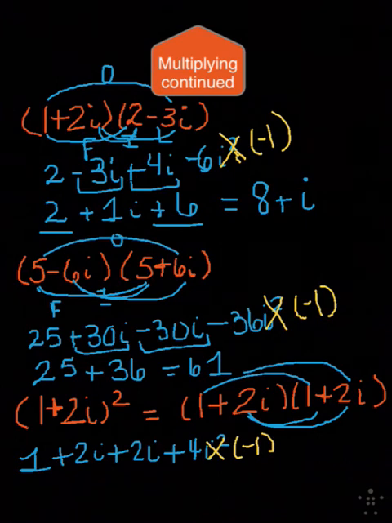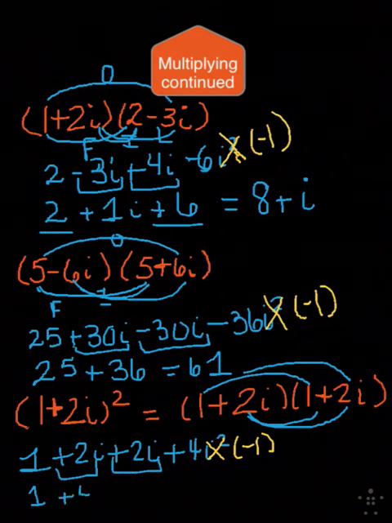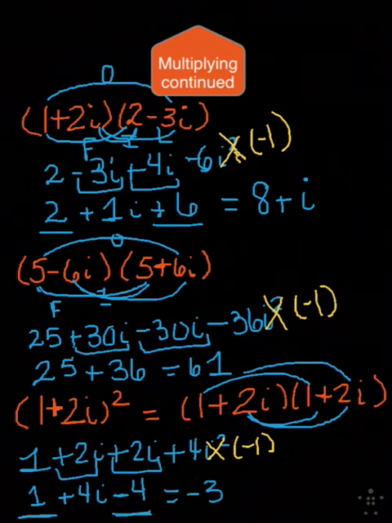So this is really 1. We have 2i plus 2i, which is 4i. 4 times negative 1 is negative 4. We have more like terms right here. 1 minus 4 equals negative 3 plus 4i.